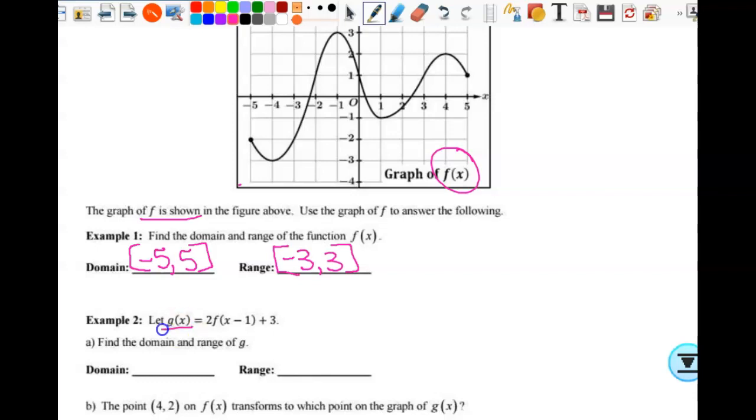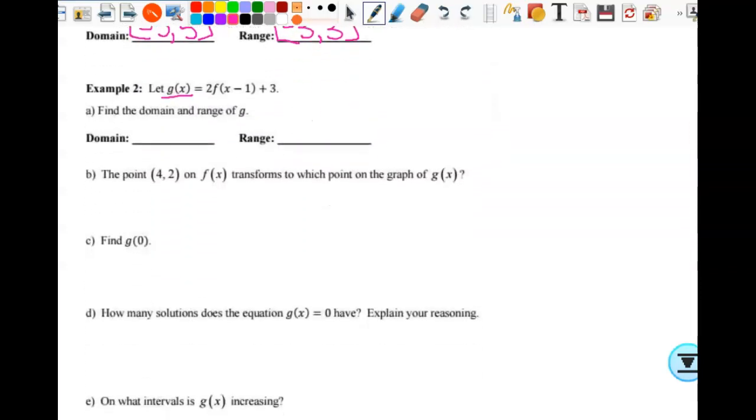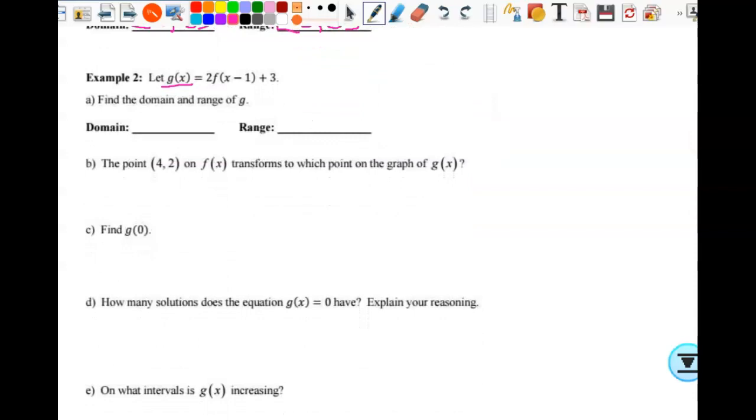All right, so now it goes on to talk about g of x. Well, g of x is some sort of transformation of f of x. So we're going to be talking about g, but we have the graph of f, and I want to find the domain and range of g. The first thing I want to do is write my equations that define my new x and y values. So I want to look at each one of these transformations and ask myself, does it affect x or does it affect y?